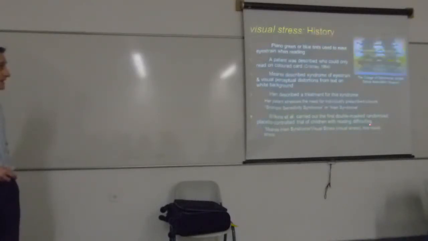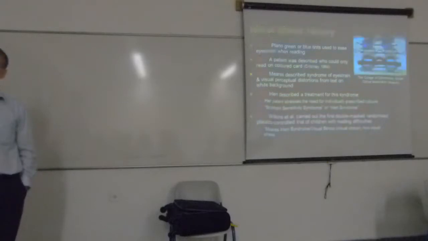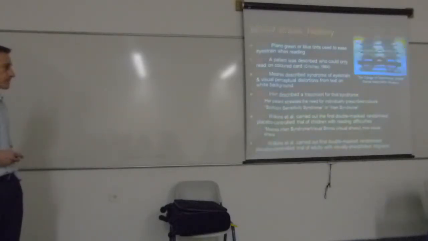And he invented an instrument for testing colour and a whole range of equipment that's used by optometrists in the UK for testing visual stress. And these are the tools that we're using today. He led the first double-masked randomised controlled trial of children with reading difficulties. I was a co-worker in that study in 1994. It was published. He later did a similar study on migraine and vision.